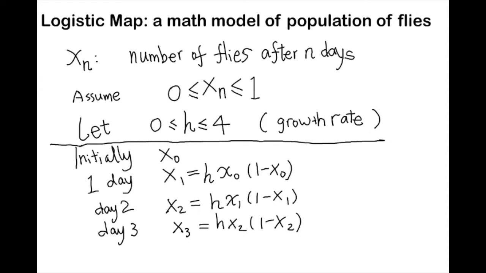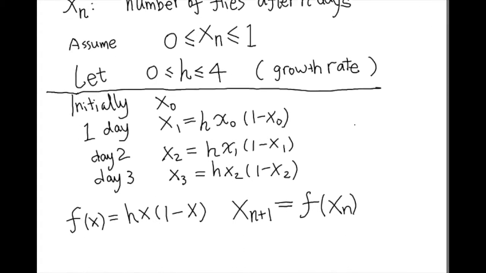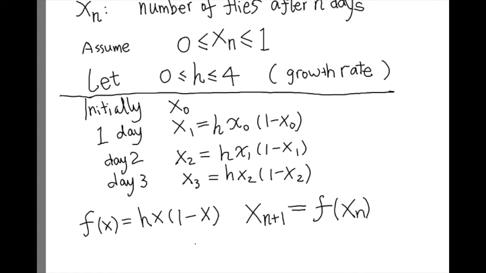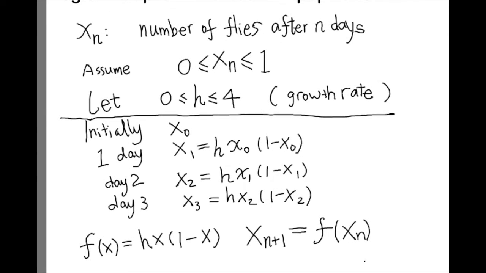So in general, let f(x) be h times x times 1 minus x. And then, if the population on day n is xn, the next day the population is calculated as f of xn. So this is the mathematical model of the population of flies. You start with the number x0, and then you apply this f again and again. Each day you apply the function f.